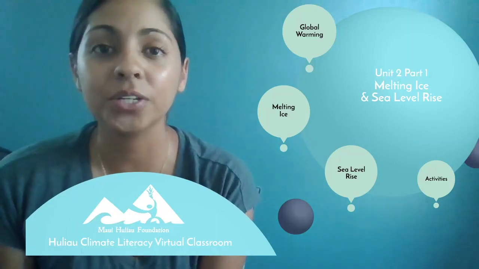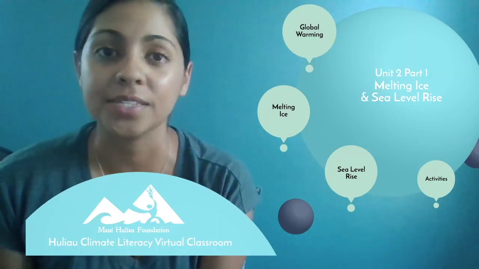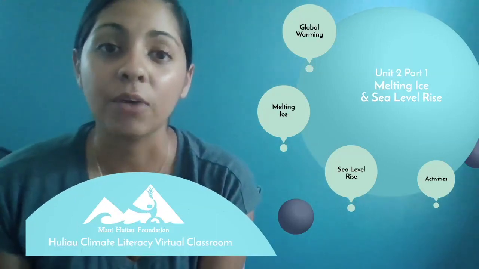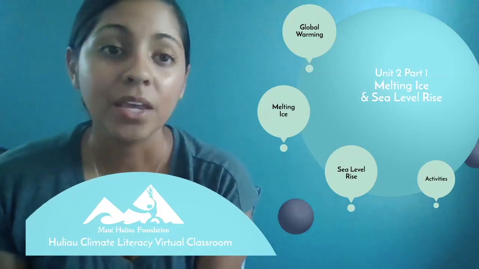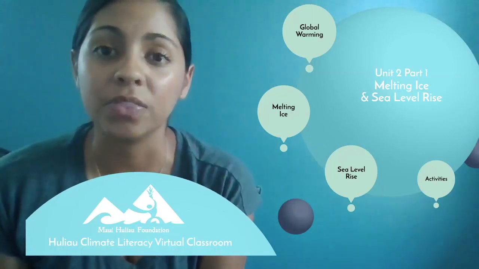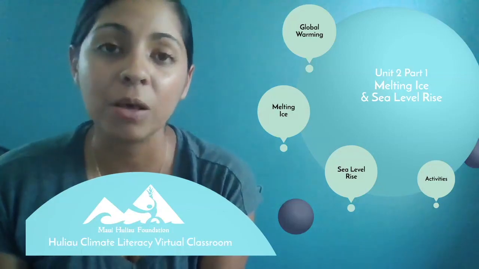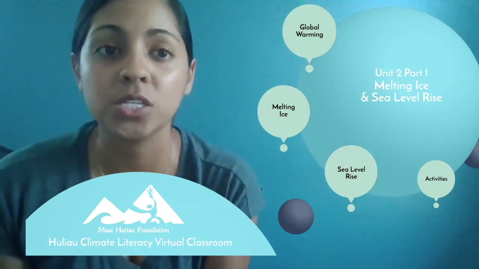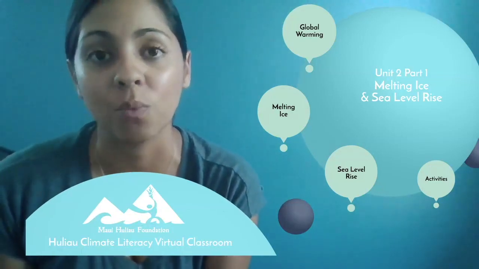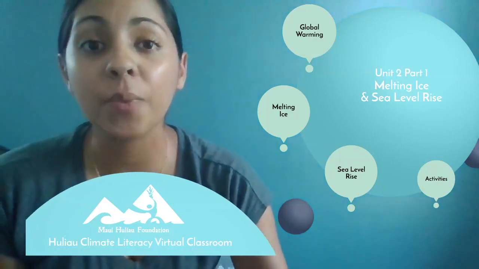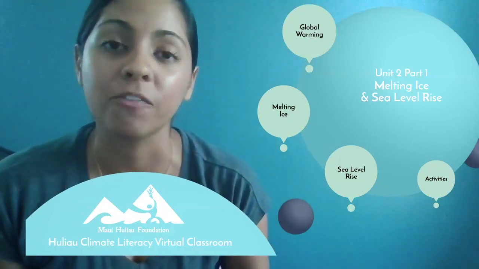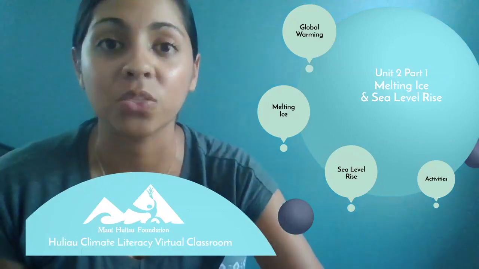In Unit 1, you learned how CO2 and other greenhouse gases enter our atmosphere and how it impacts our planet's climate. In Unit 2, we're going to be focusing on the impacts of climate change, from melting ice and sea level rise to ocean impacts and extreme weather events. We'll start off in Part 1, learning about the impacts of melting ice and sea level rise threats.